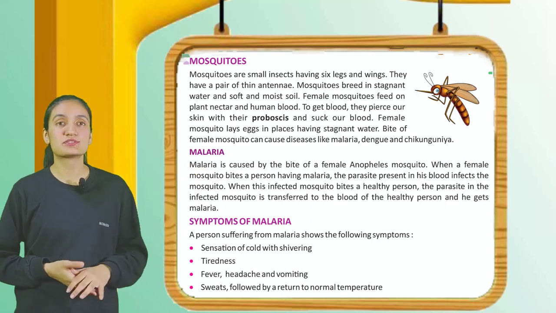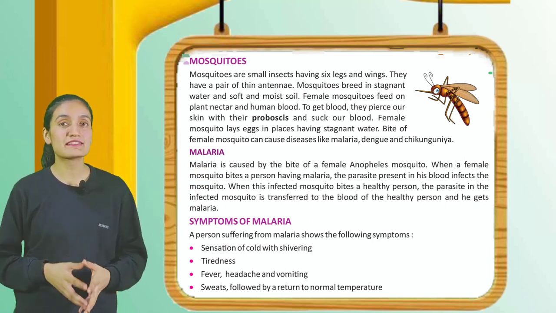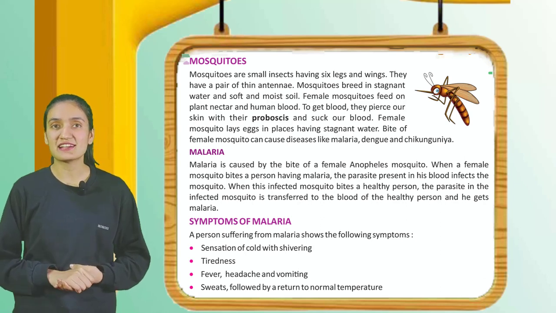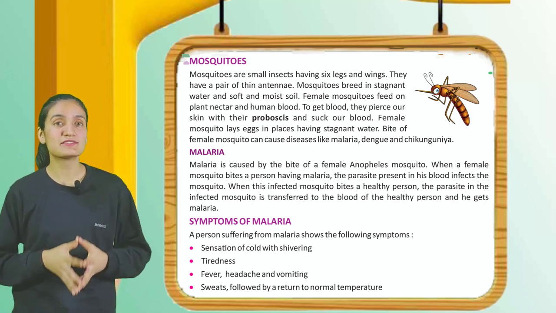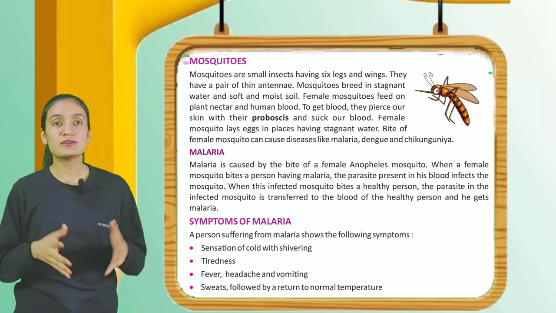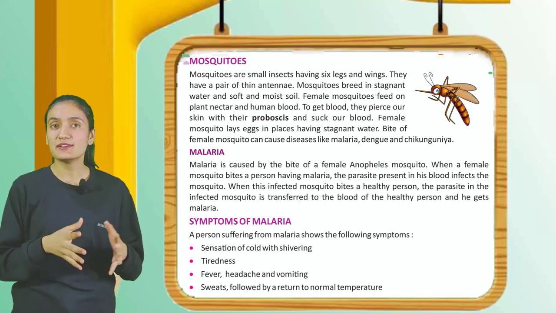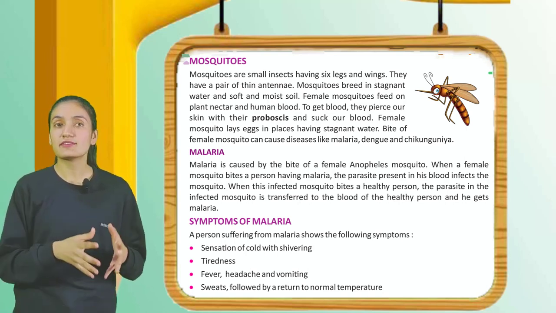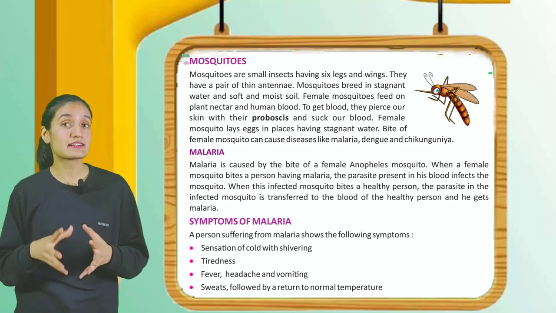Now next is mosquitoes. Mosquitoes are small insects having 6 legs and wings. They have a pair of thin antennae. Mosquitoes breed in stagnant water and soft and moist soil. Female mosquitoes feed on plant nectar and human blood. To get blood, they pierce our skin with their proboscis and suck our blood.